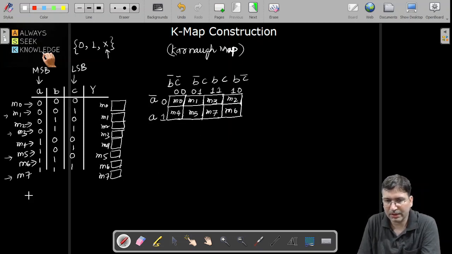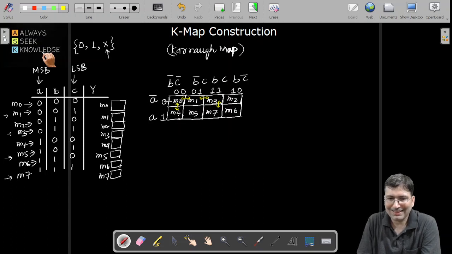If there will be 4 variables, then again we will follow the similar condition of adjacency. Now in K-map, if you see any of the cells, these two cells are adjacent because they are differing by 1 bit. These two cells are adjacent because they are differing by 1 bit. These two cells are adjacent, and so on, right?